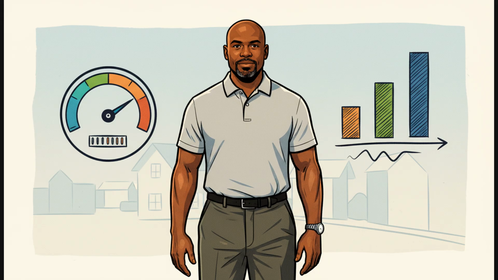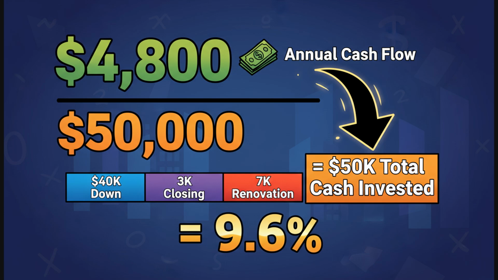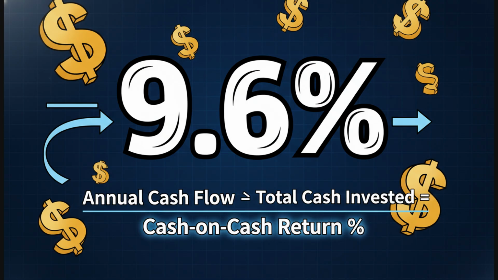Here's how cash on cash return works. You take your annual pre-tax cash flow. You divide it by the total cash you actually invested. That gives you a percentage. That percentage is your cash on cash return.